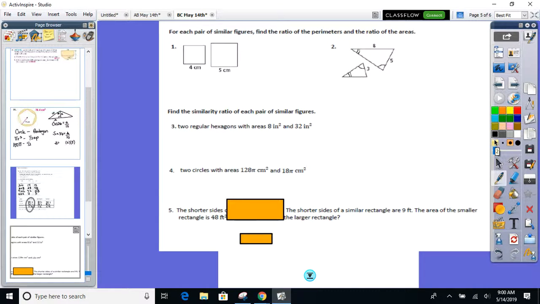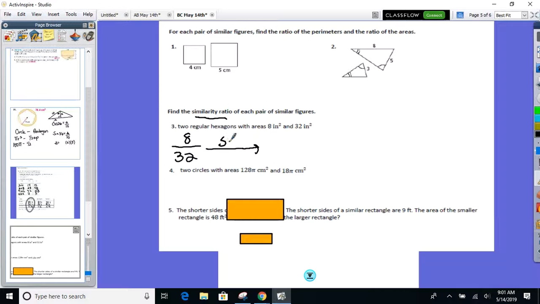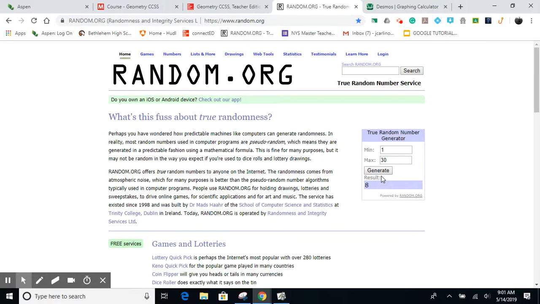Two figures are similar, two regular hexagons. Areas are 8 and 32. What about their side ratio now? So one area is 8, the other area is 32. I'm looking for S1 over S2 now. That's what I'm looking for. So we're kind of going backwards. I know how I got the 8 and the 32, but how do I go backwards to the similarity ratio? Any thoughts here?